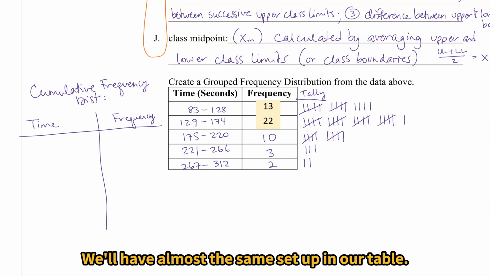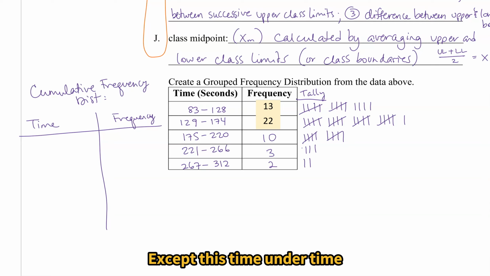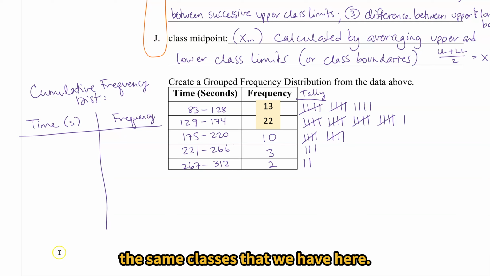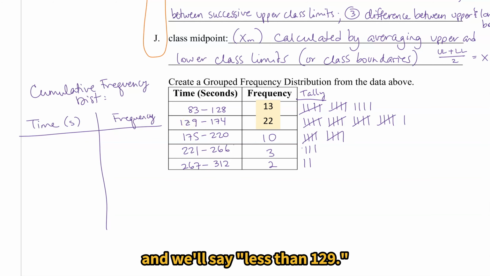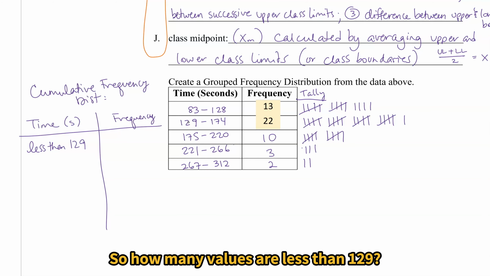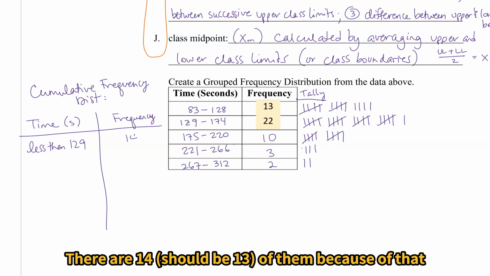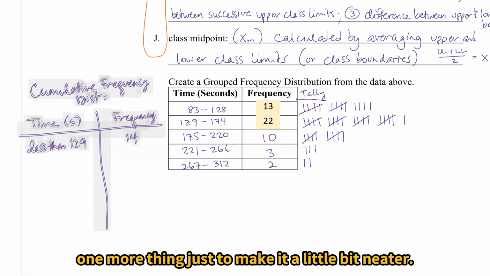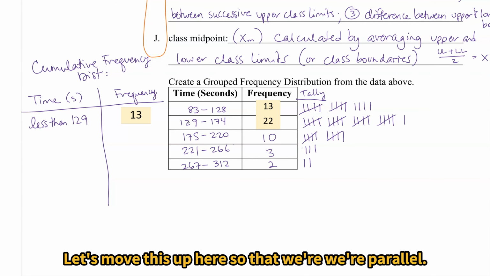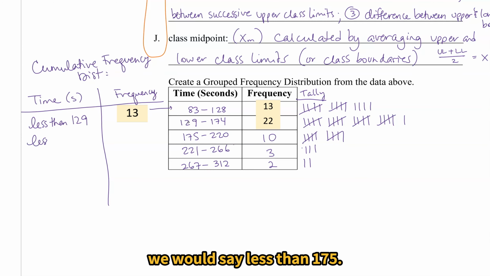We'll have almost the same setup in our table, except this time under time, which is in seconds, we're not going to use the same classes that we have here. We're going to use the lower limit of the next class, and we'll say less than 129. So how many values are less than 129? There are 14 of them because of that very first class. I'm going to do one more thing just to make it a little bit neater. Let's move this up here so that we're parallel. And then the next class we would say less than 175.